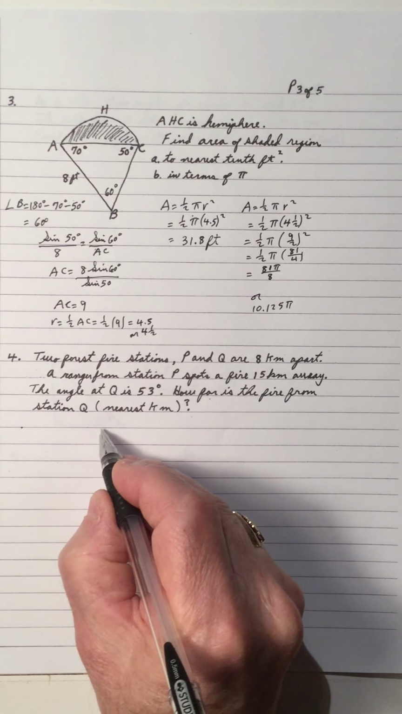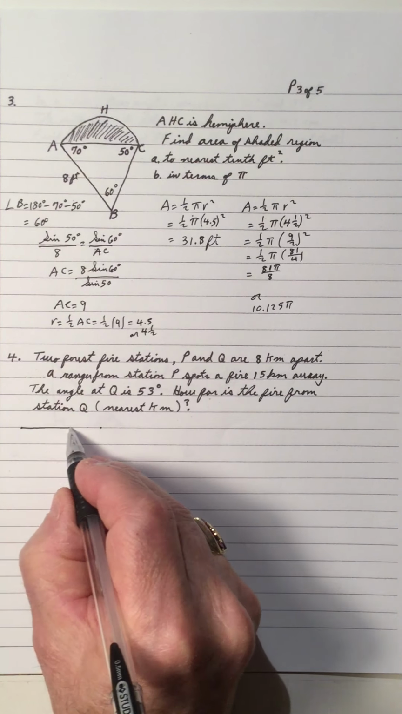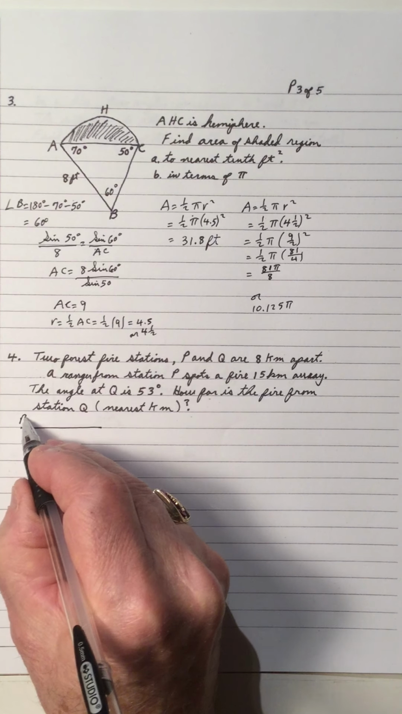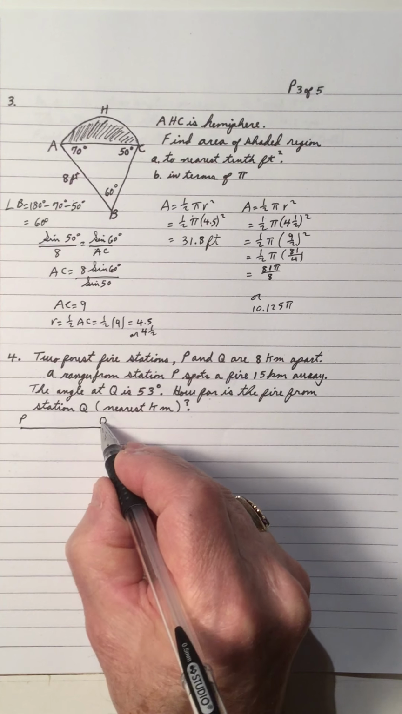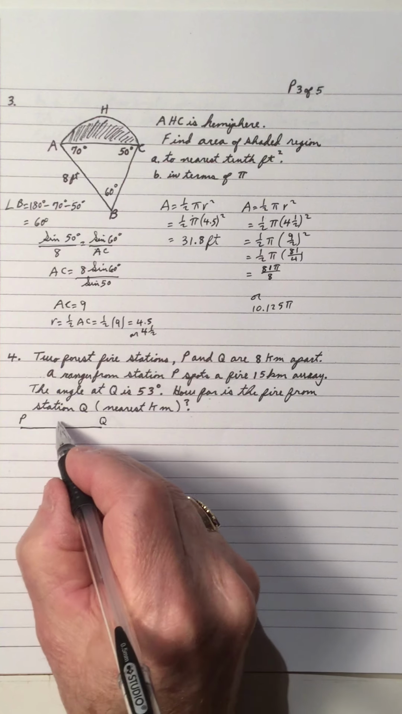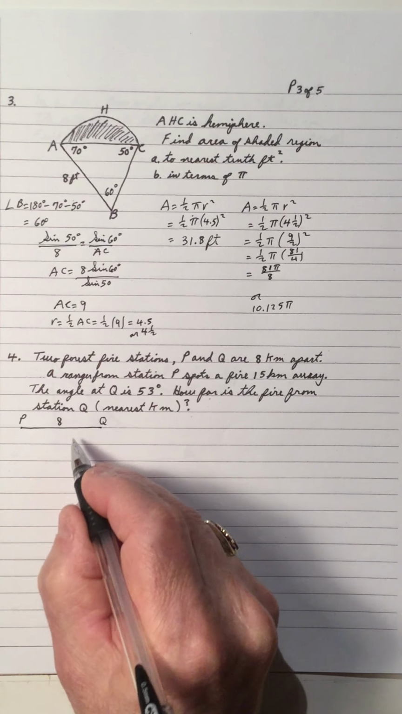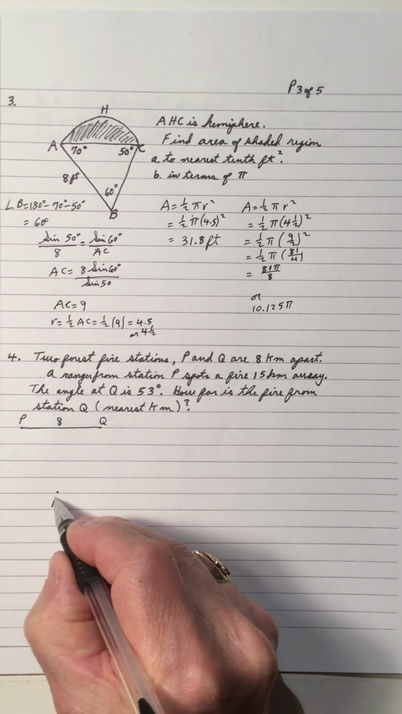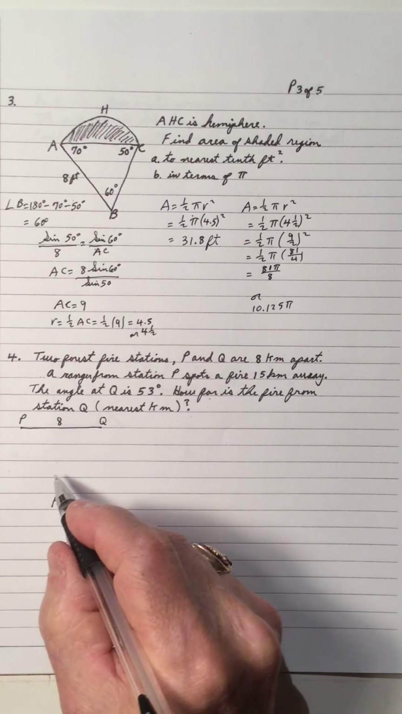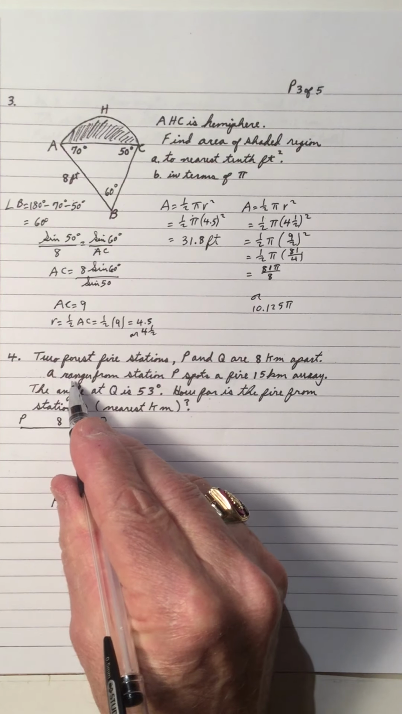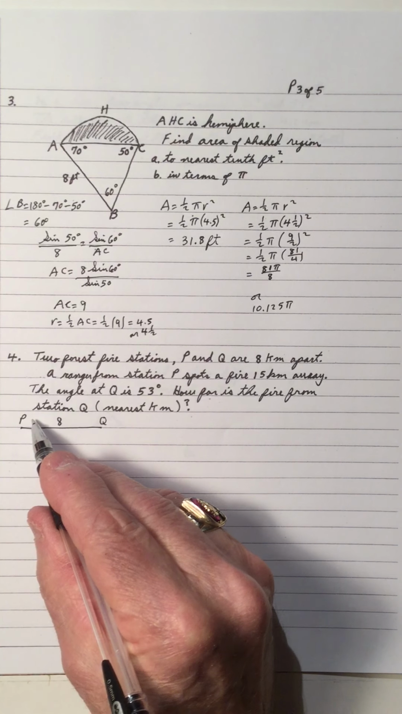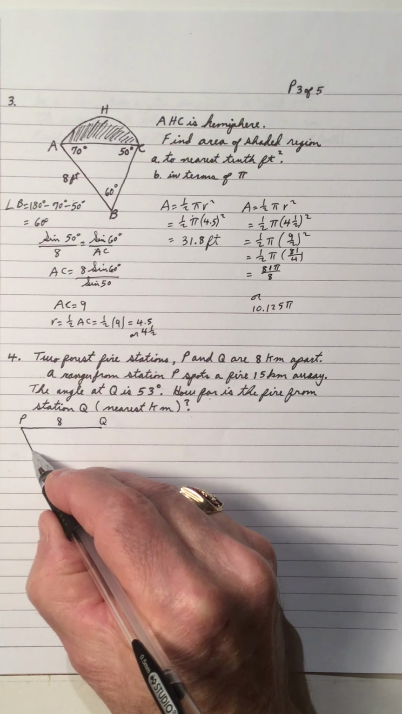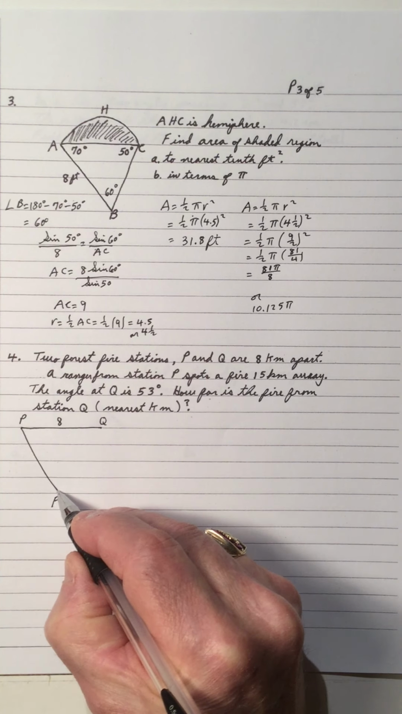Well, let's draw a diagram. The diagram helps us, or helps me anyway. P and Q are the two fire stations. They're 8 kilometers apart, and they spot the fire. So let's call the fire down here F. The ranger at station P spots the fire, and this fire is 15 kilometers away.